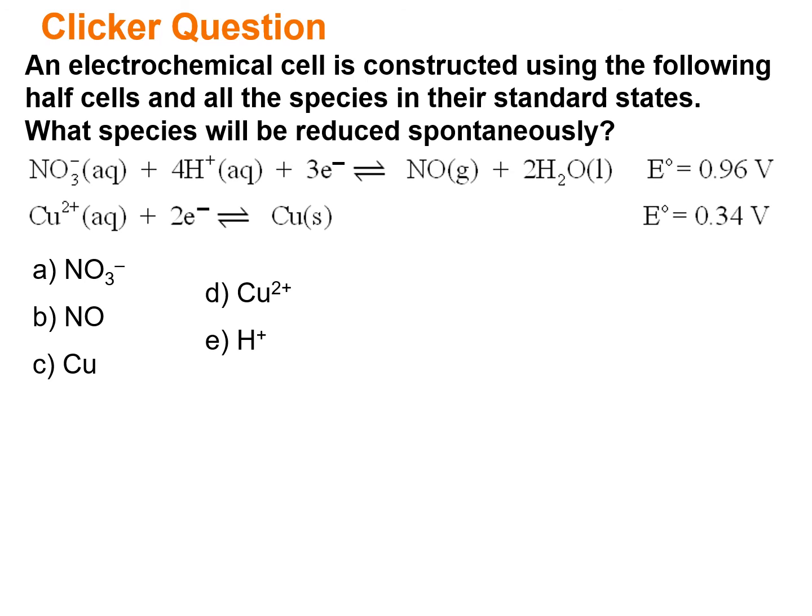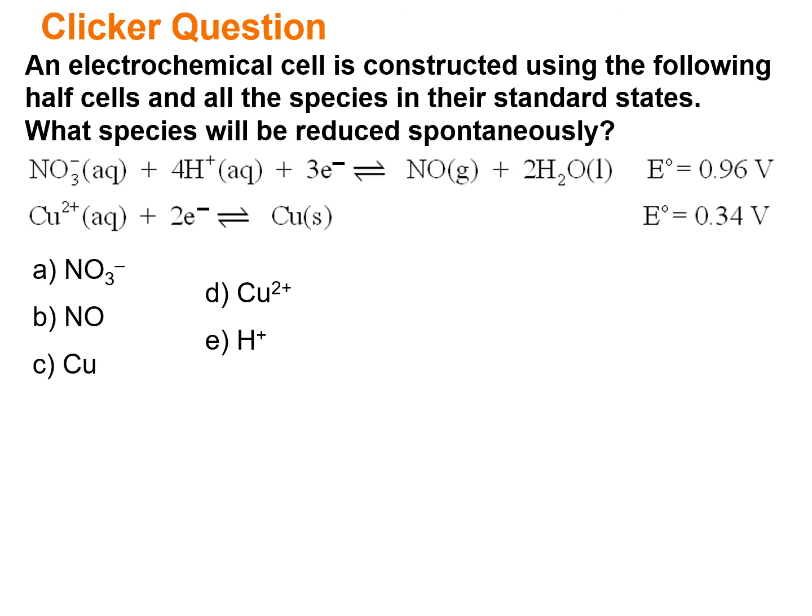If we wanted to flip the first one, it'd be negative 0.96 plus 0.34. And that should give us a negative 0.62. And so that's negative, right? That should not be spontaneous. So it wasn't favorable to flip the first one. Now, if we flip the second one, then we get 0.96 minus 0.34, and then that's just going to give us 0.62 volts. That's a positive value.